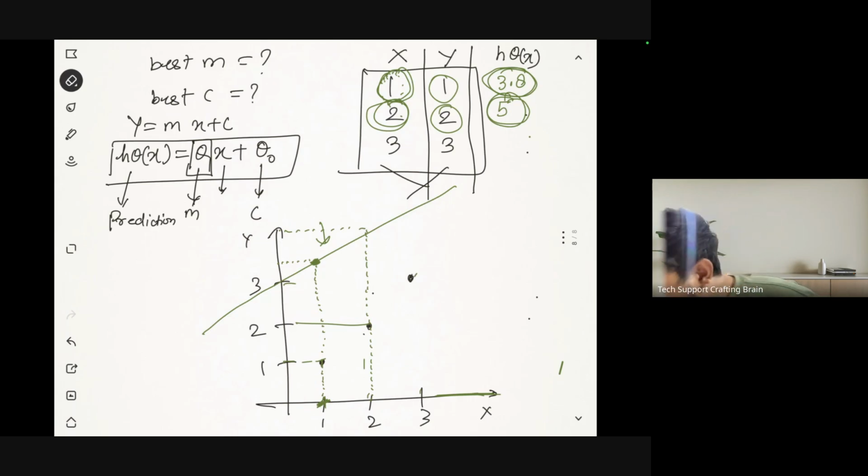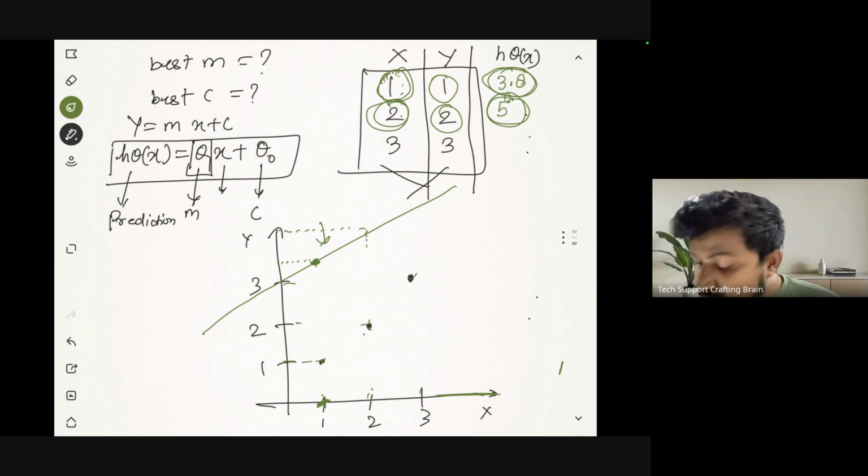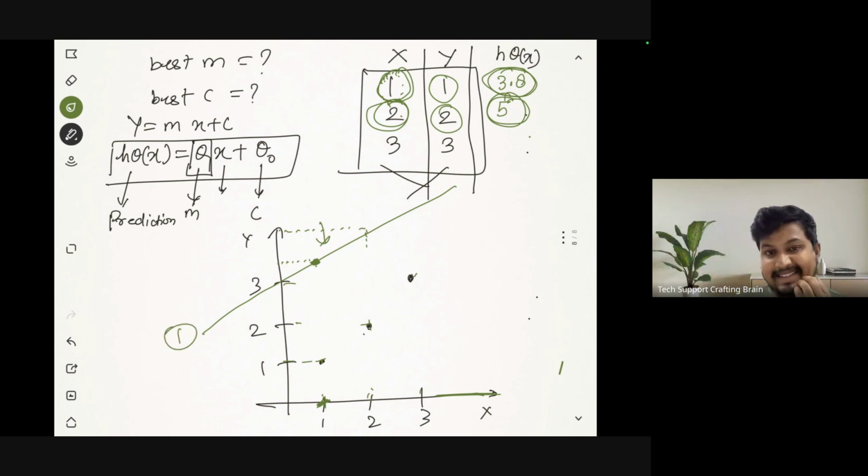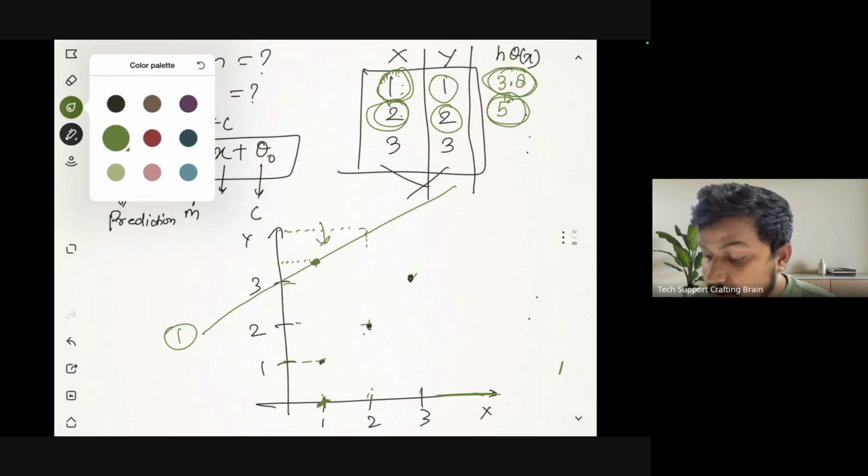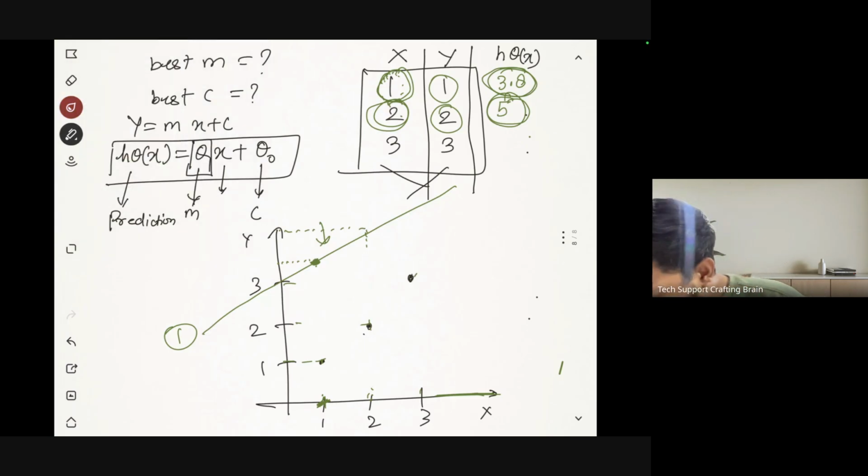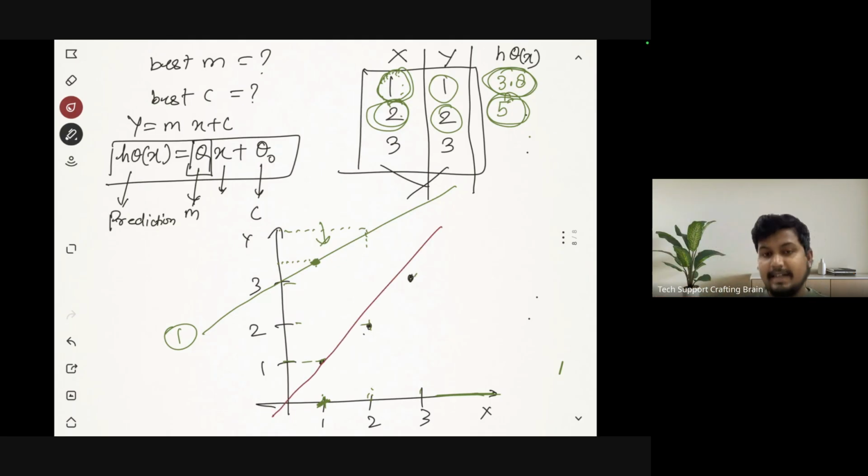Okay. Now I'm asking you one more thing here. Let's try to see. This line I'm calling the first line right now. Okay. And this line I'm calling the second line right now.